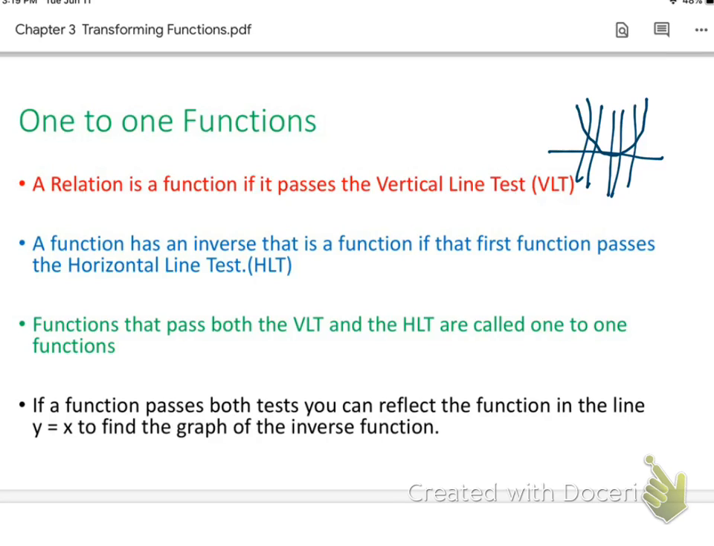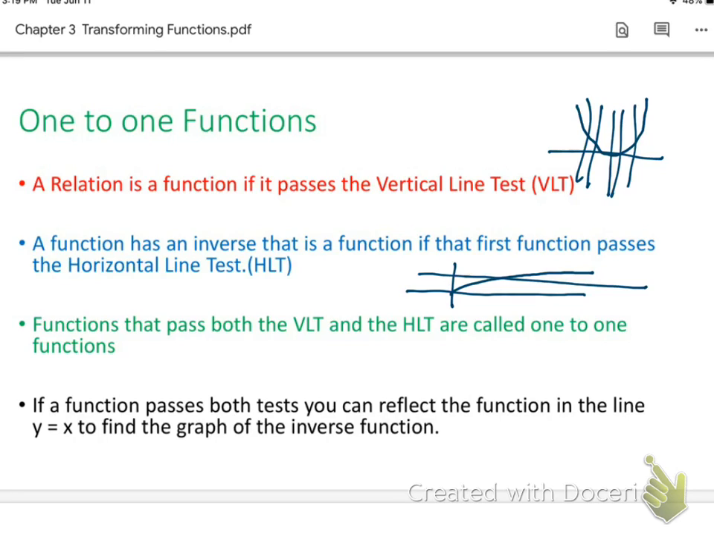Okay, a function has an inverse that is a function if that first function passes the horizontal line test. So you can readily see that this parabola is not going to pass the horizontal line test. What will pass the horizontal line test? Well, let's think about our other functions. How about the square root function? Will that pass the horizontal line test? The answer is yes. So that function must have an inverse that's a function.